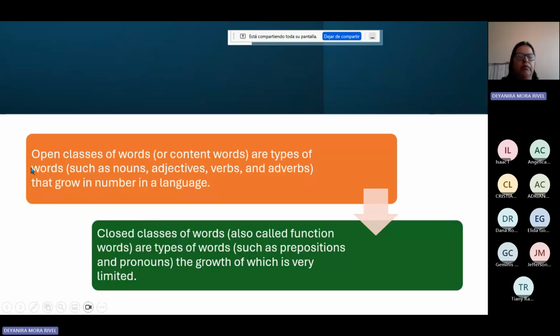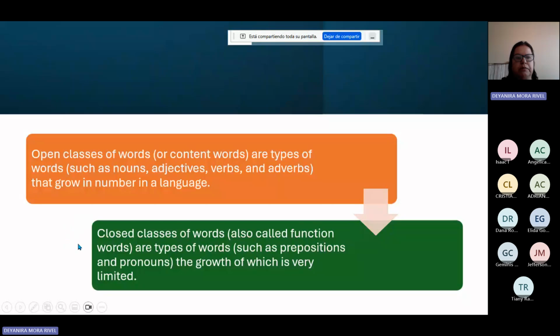Okay, so we also have two classes of words. There are content words, and these are the ones that you know: nouns, adjectives, verbs, and adverbs. Now, nouns, adjectives, verbs, and adverbs can grow in a language. We have more nouns, more adjectives. We can create more verbs, more adverbs, an infinite number of more words.